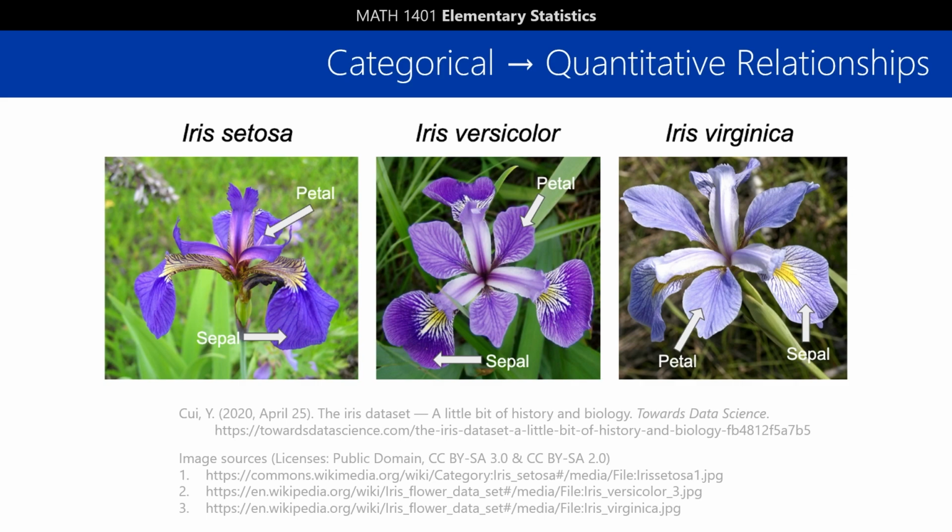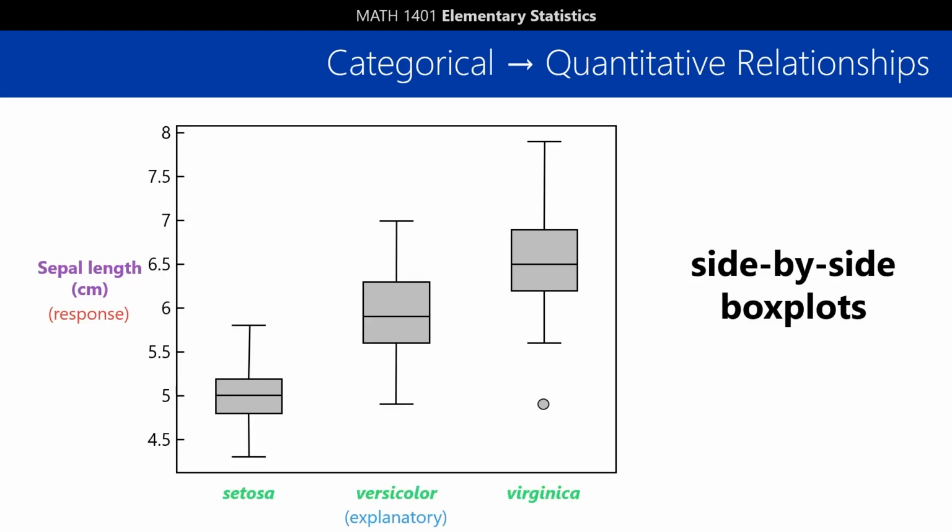One of the most famous data sets in history is a collection of 50 records about 3 different species of iris flowers, Iris setosa, Iris versicolor, and Iris virginica, cataloging the petal length and width as well as the sepal length and width of each plant. Anyone learning about data science will probably run into the iris dataset at some point. We can use the species of flower as a categorical explanatory variable and any of these measurements as a quantitative response variable. One way to compare those variables is by creating side-by-side box plots.